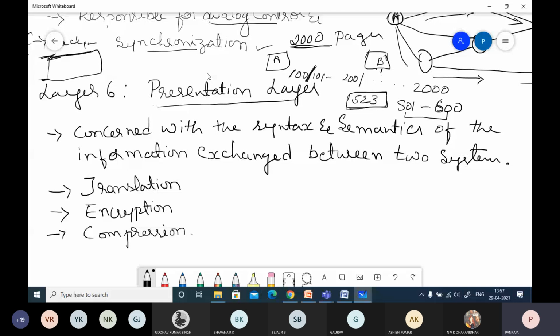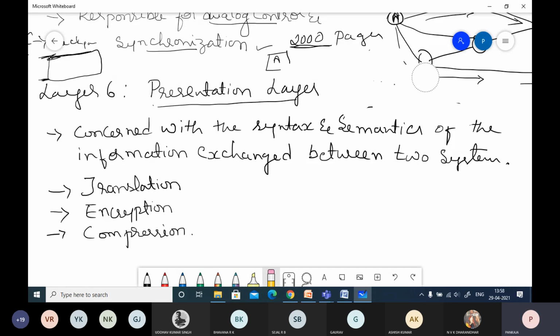It is mainly concerned with syntax. Whatever data it is sending, the syntax and semantics of the information exchanged between two systems, whatever information is exchanged and what syntax and semantics are used, that is taken care of by the presentation layer.